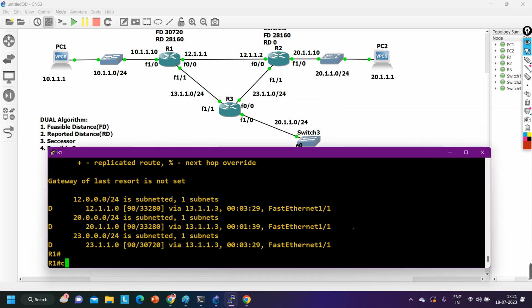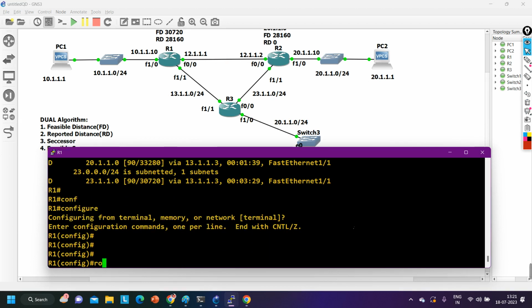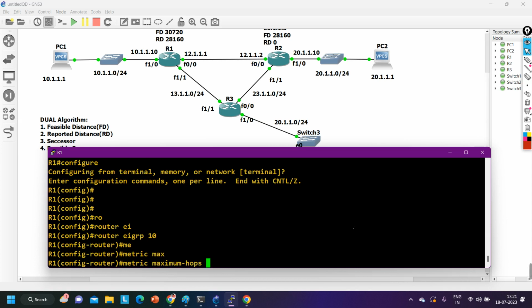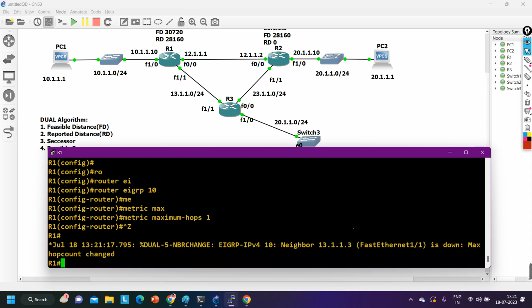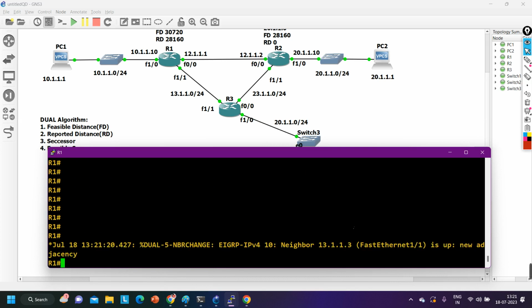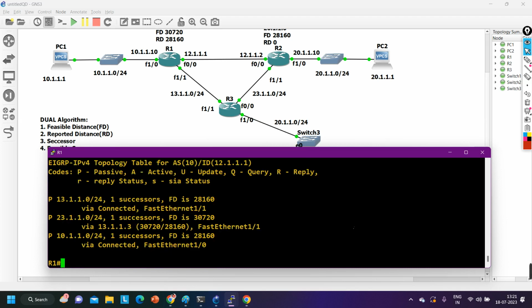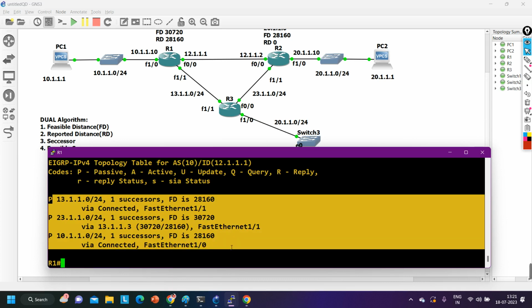And if on router number 1 I set the hop count to 1, router eigrp 10, and say metric maximum-hops 1, now it will not accept the 20 network. So show ip eigrp topology. Why is the 20 network not here? Because we got 2 hops here and we have configured 1 hop. So these are the troubleshooting steps. Sometimes you will see in real time also that your EIGRP network is not working fine. So these things can be the reason.